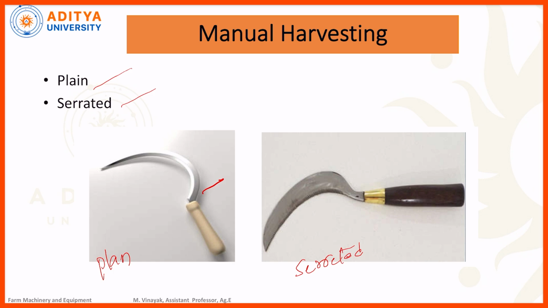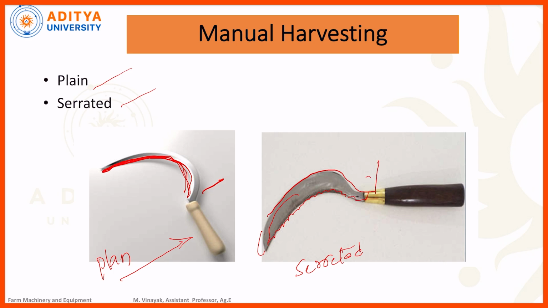Let us look at this image. Here there is no serrated edge in this sickle. The complete sickle is sharp in nature without a serrated edge, so that's why it comes under plain sickle. Now let us look at this sickle. One side is plain. Coming to the other side, here we can observe some serrated edges. So this one is called a serrated sickle.